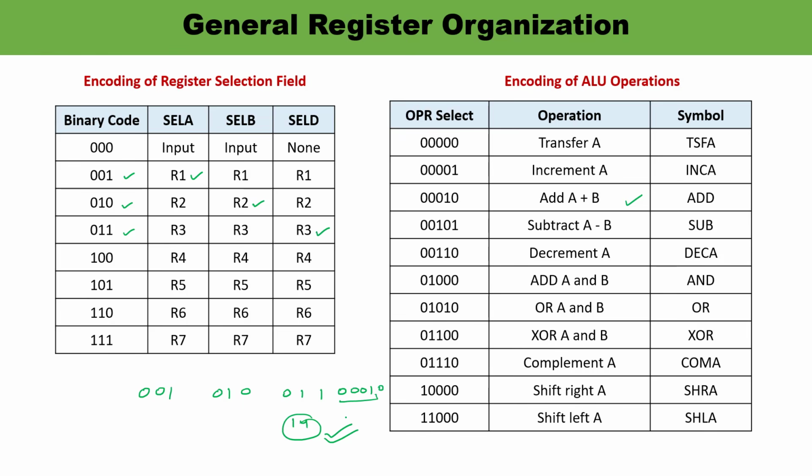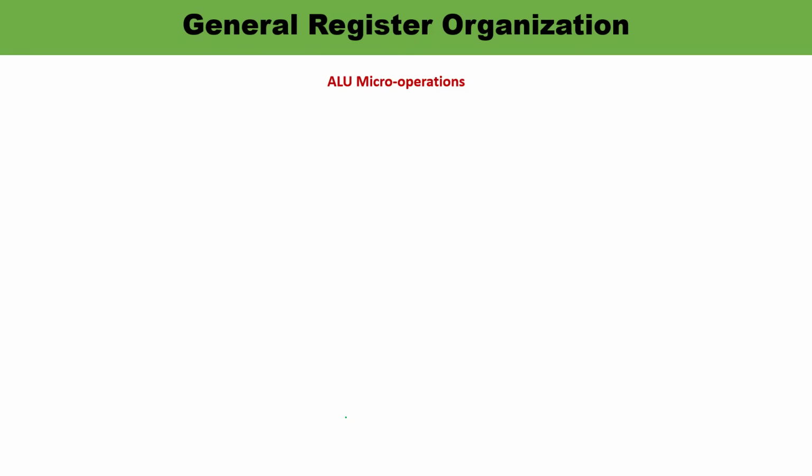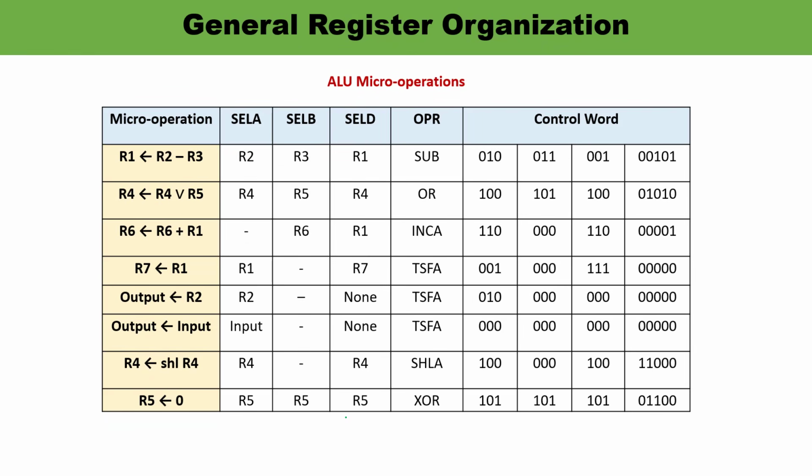So depending upon the different values of the selection, where you are going to store the result, accordingly the register selection will be done for the destination. And from here you can identify the required operation code. Now, some of the ALU micro operations, as I've told you, have their control words stored in the memory itself. So this is how you can observe the 3 parameters: select A, select B, select D, right? And the fourth one is the operation, and accordingly the control word can be written over there.